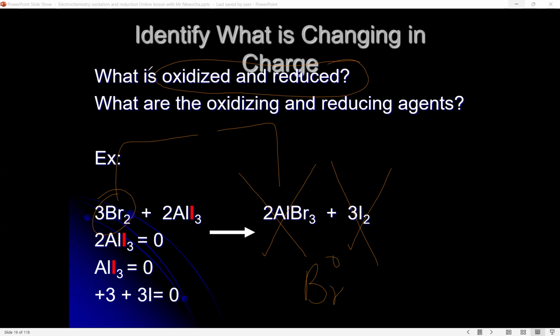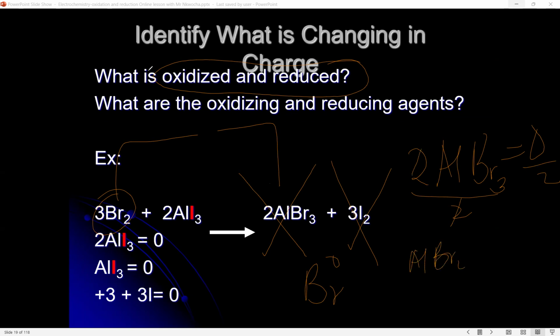Now let us calculate the oxidation number of Br, which is the element on the right hand side. So you have 2AlBr3. I don't care about the two, but let me put it equal to 0, for those of us that do not know maths. So 2AlBr3 is equal to 0. If you're a mathematician, just divide by 2 to eliminate the two. 0 divided by 2 is 0. So you just go ahead and say AlBr3 is equal to 0.